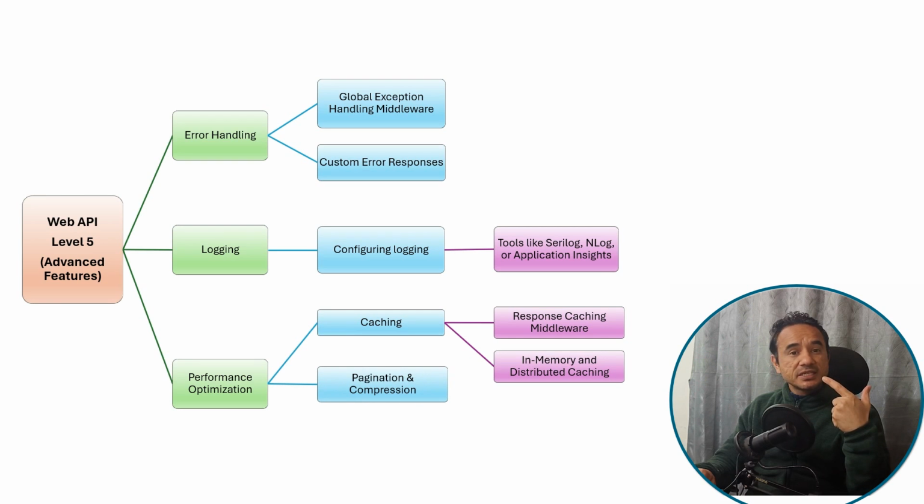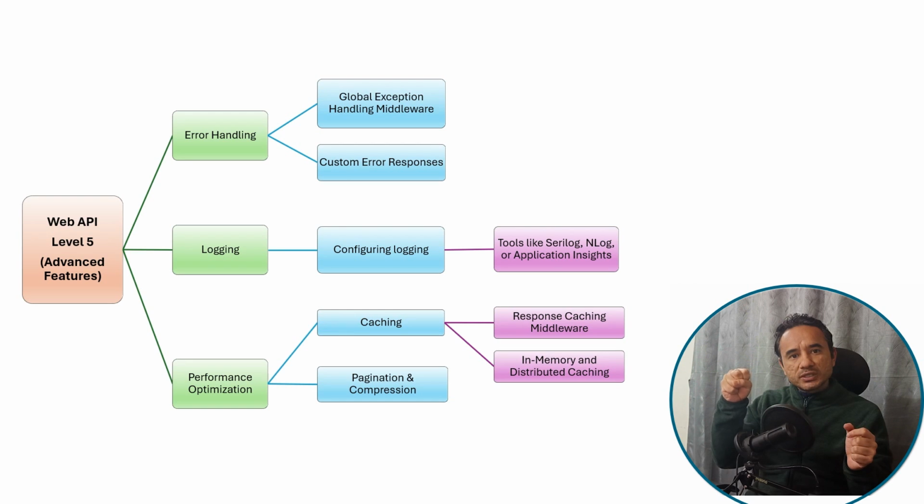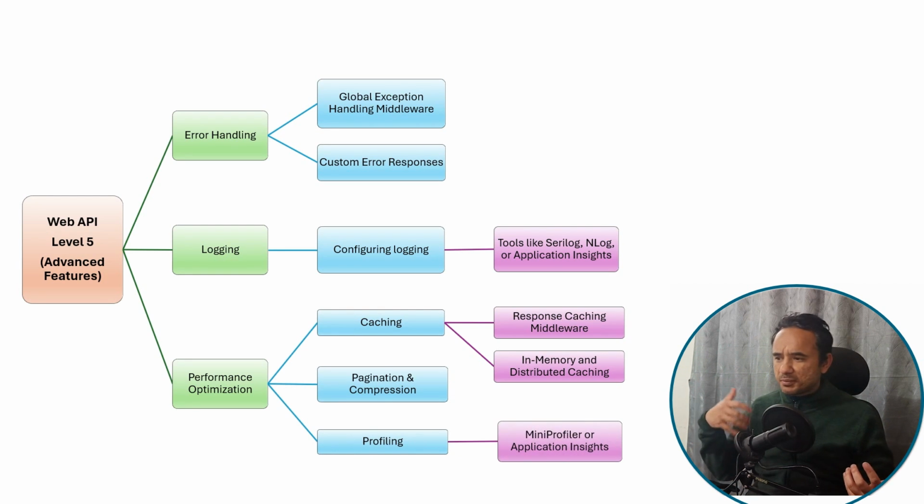Third, we can do paging and compression. Basically, pagination is to efficiently handle large data sets and return data in chunks, pages. Compression is to reduce the HTTP response size and improve the load time. Finally, learn profiling your API using tools like MiniProfiler, Application Insights.